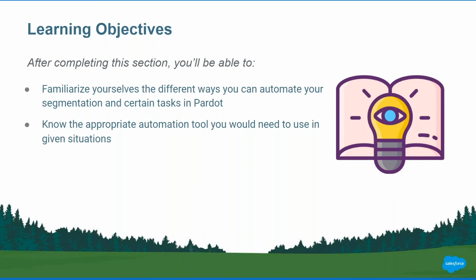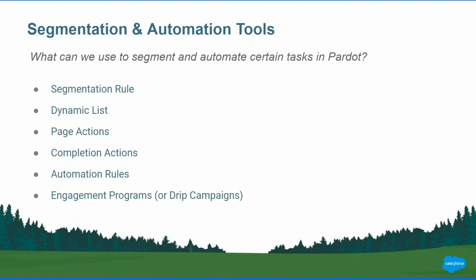So in this section, you'll be familiarizing yourselves with different ways you can automate your segmentation, as well as certain tasks in Pardot. You'll be able to know the appropriate automation tool you would need to use in the given situations. Automation is very important nowadays. It increases a user's productivity by not having to manually do each of these steps or activities.